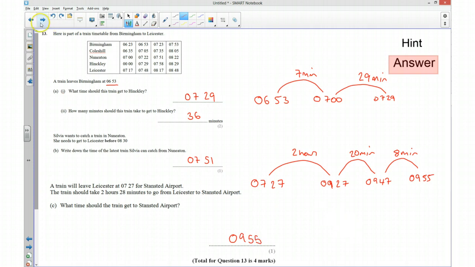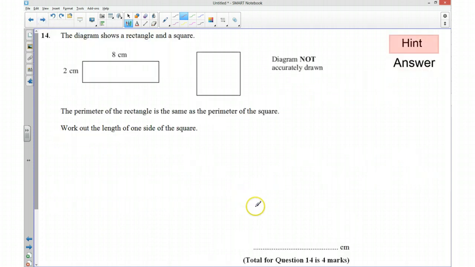Okay, right, question 14. The diagram shows a rectangle and a square. The perimeter of the rectangle is the same as the perimeter of the square. Work out the length of one side of the square. Okay, so the perimeter is the distance all the way around the shape. So the distance all the way around that shape and that shape, because the perimeter is the same, is going to be the same. So that's my hint. If you'd now like to pause the video and have a go at answering this question.